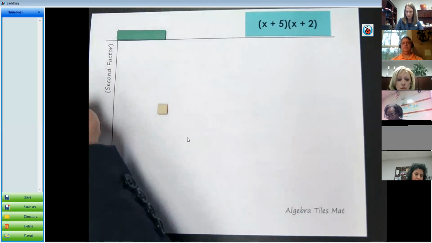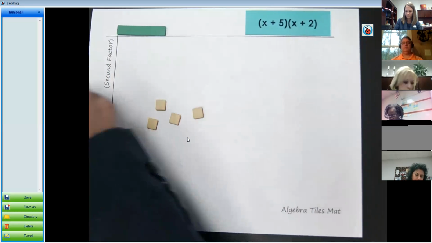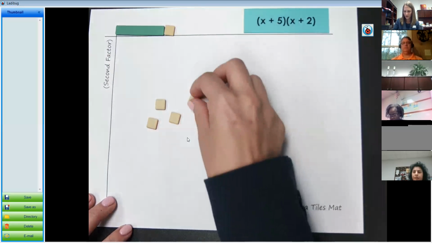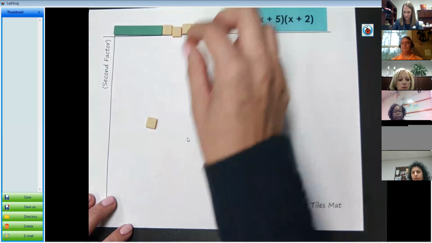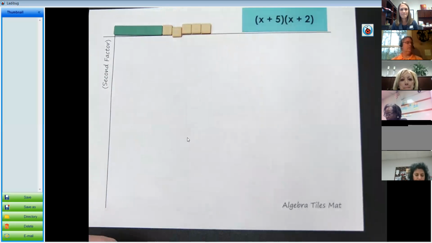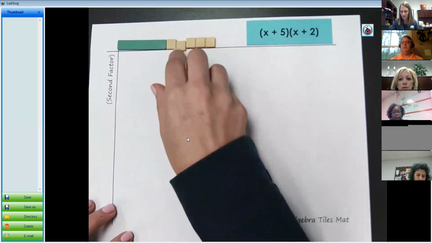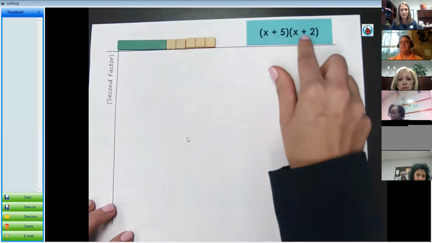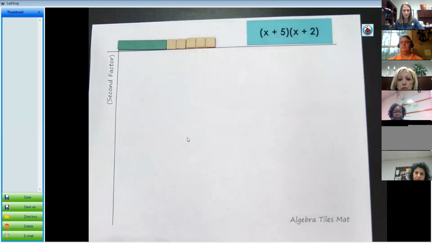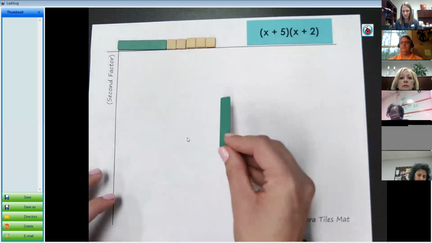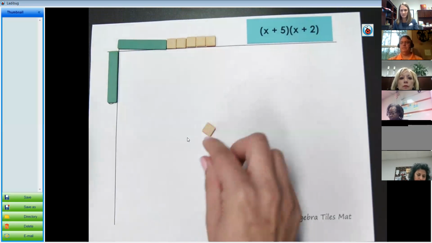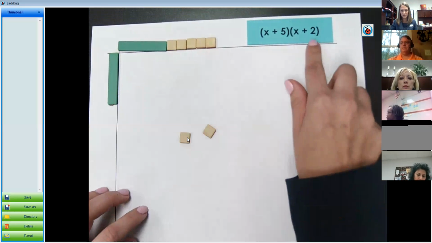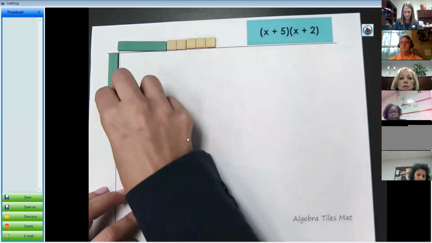So I'm going to represent that up along the top. So that's my first factor. Now I also know that I am multiplying that by the quantity x plus 2. So I can represent that with 1 green tile, and then 2 positive tiles because I have 2 positives.